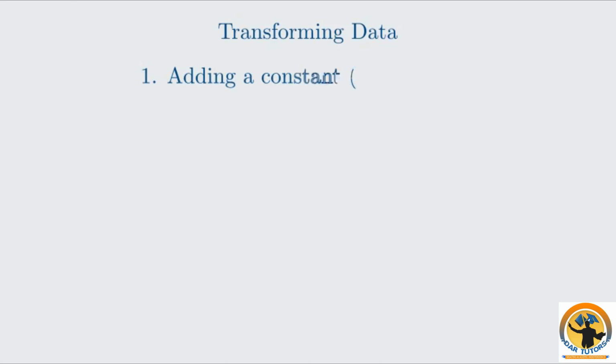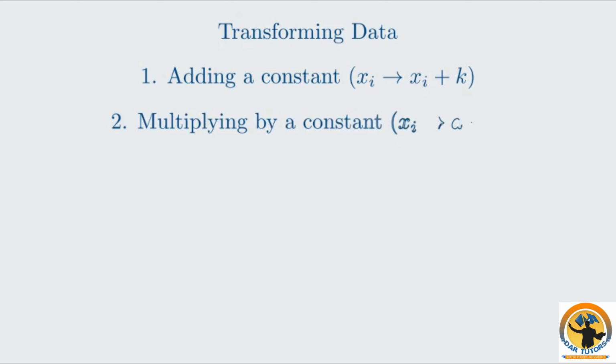Understanding the effect of transformations on data is a powerful analytical tool. Let's investigate what happens to the mean and standard deviation when we perform two basic transformations: adding a constant and multiplying by a constant. Let's start with adding a constant. Suppose we have a data set with a mean mu and standard deviation sigma. What happens if we add a constant k to every data value?